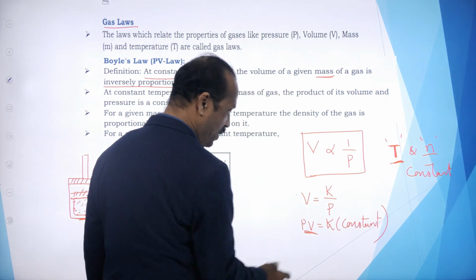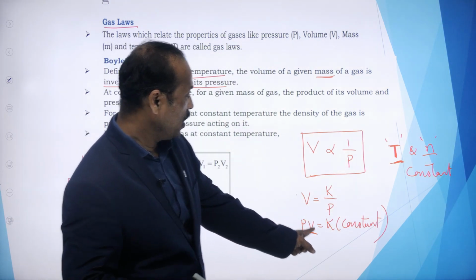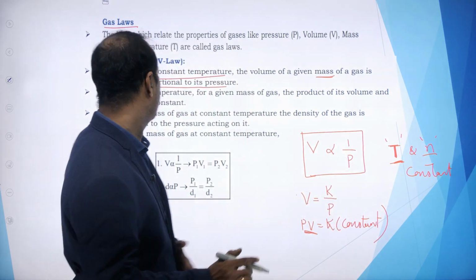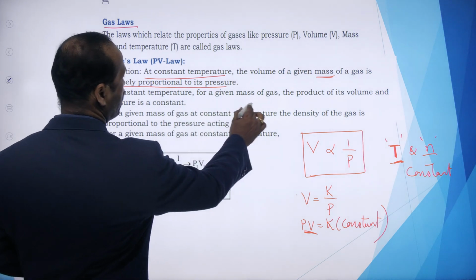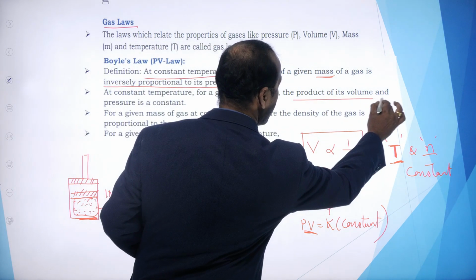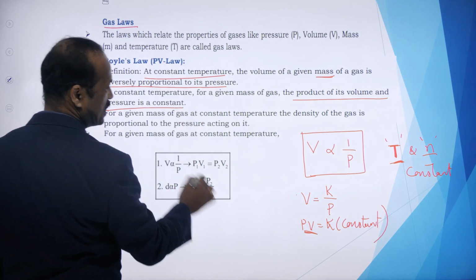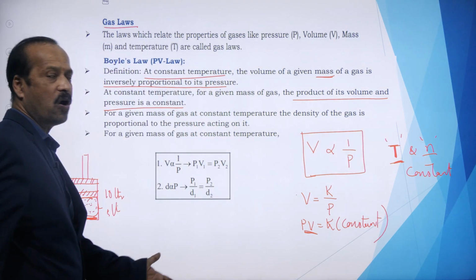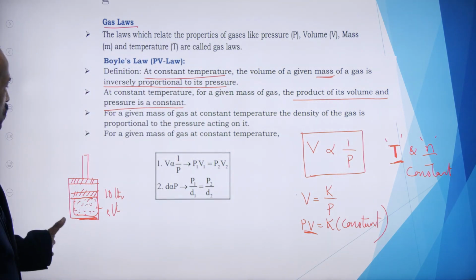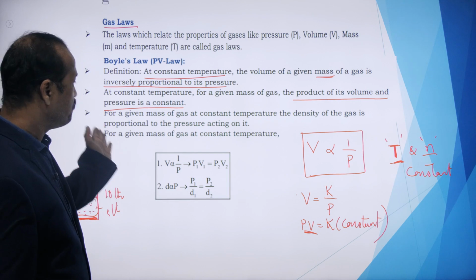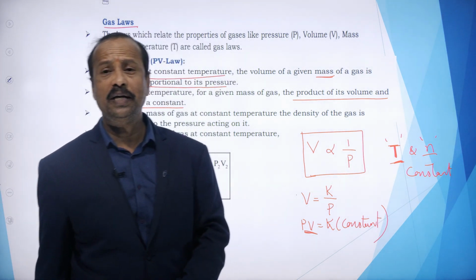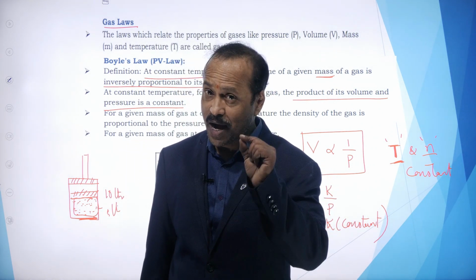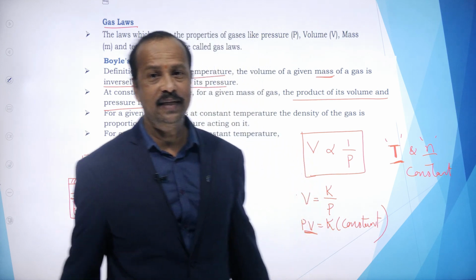The product PV, product means multiplication. The product of pressure and volume of a given mass of a gas at constant temperature is constant. Like this also we can see. At constant temperature for a given mass of gas, the product of its volume and pressure is constant. The product means the multiplication of pressure and volume is constant. That's all. Okay. So in this way, we can write. And you know the density. In terms of density, if I would like to define it, density means mass by volume.